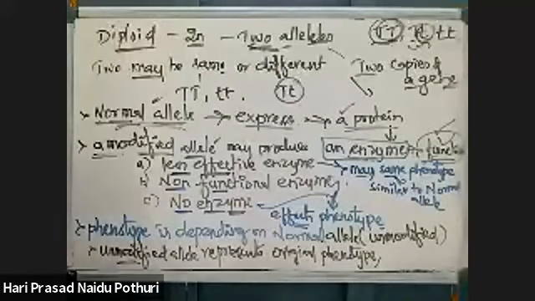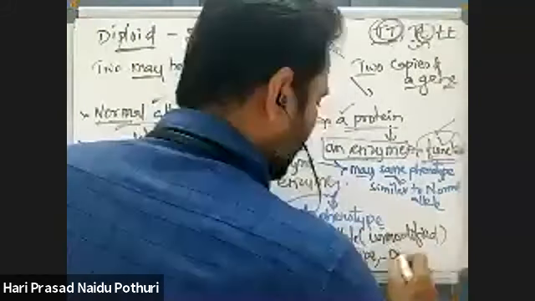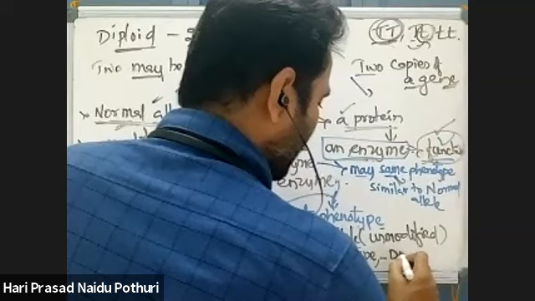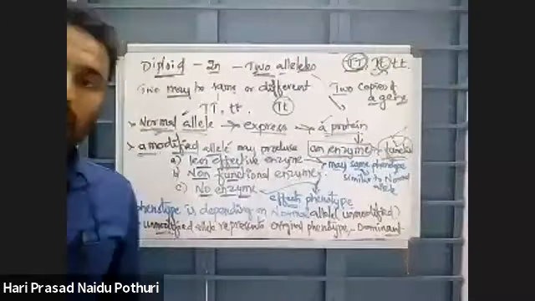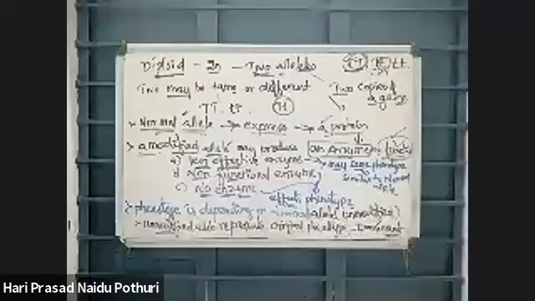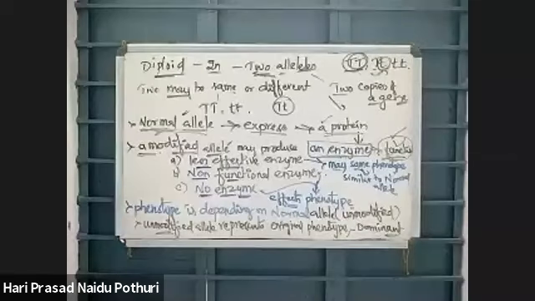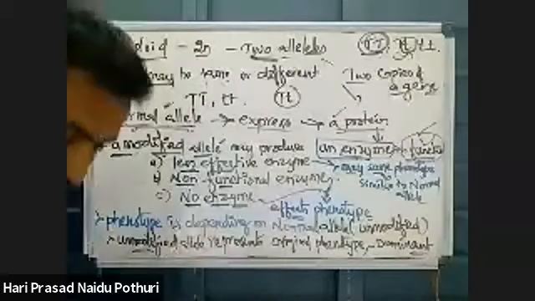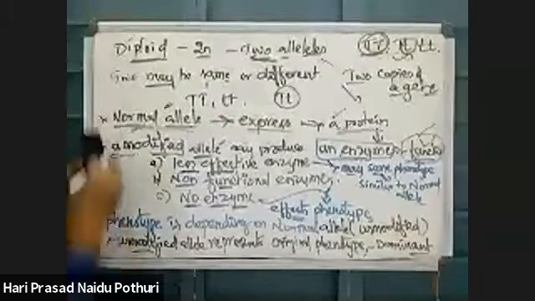Okay, that is called dominant. This is dominant. That is called the dominant phenotype or dominant allele. And the modified allele is called recessive. Write that point. After this, at the top I will write.